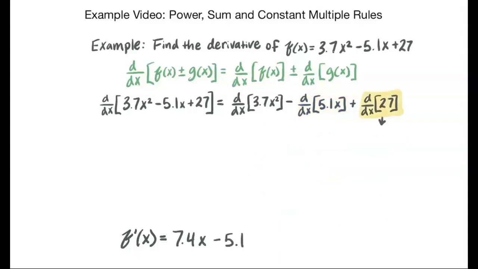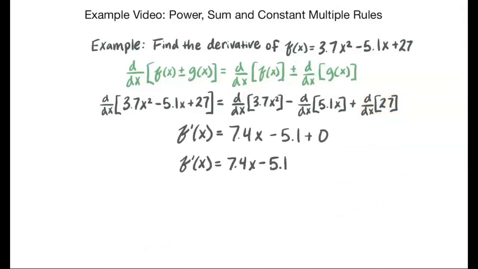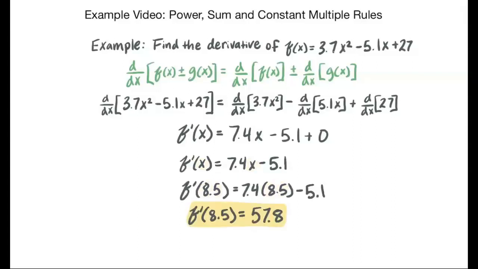The third term is d dx 27, which we can differentiate using the constant rule, so we know that it is equal to 0. Combining these derivatives properly, our answer is f prime of x equals 7.4x minus 5.1. Now let's say we are asked to find the first derivative at x equals 8.5. How do we determine the answer f prime of 8.5? We substitute 8.5 for x to find the derivative at that value, which equals 57.8. Exactly.